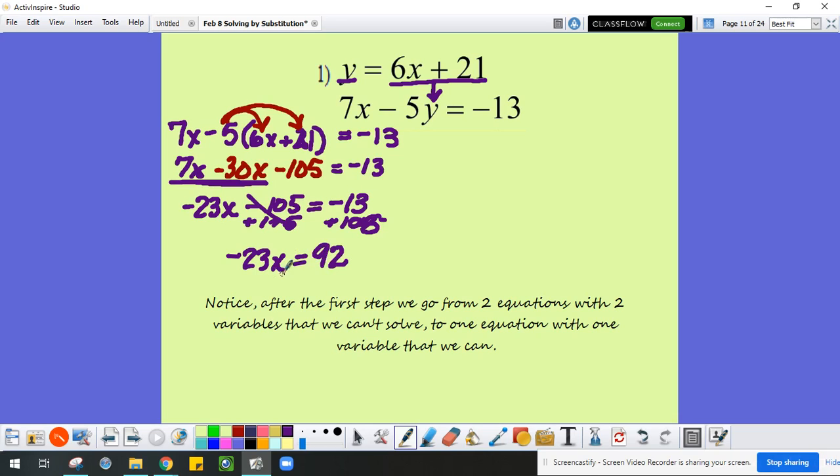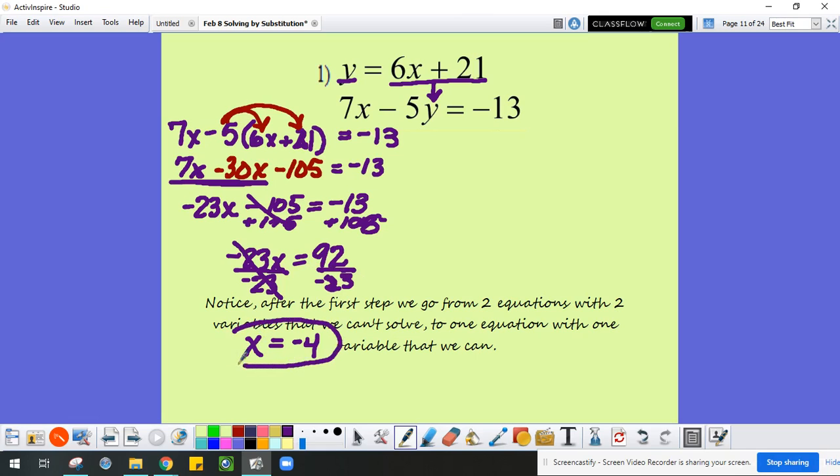Then to get x by itself, we divide by -23 on both sides. And those cancel, and I have x equals -4. Again, guys, grab your calculator. 92 divided by -23 gives me x equals -4.